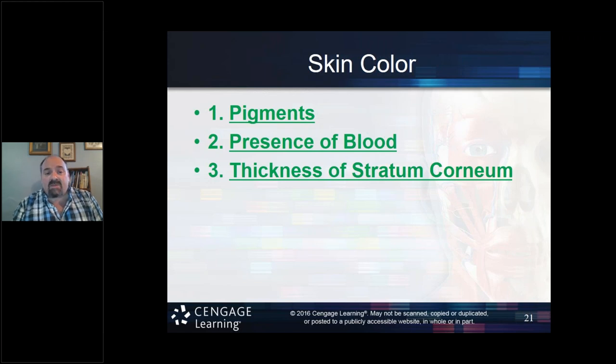Skin color. So pigmentation of the skin, right? So we're going to be talking about pigments. We're going to be talking about the presence of blood and how that can affect the color. Because if we're flush, if we've been exercising or we're embarrassed and we have a rush of blood to the skin, that will create an increase in pigmentation.